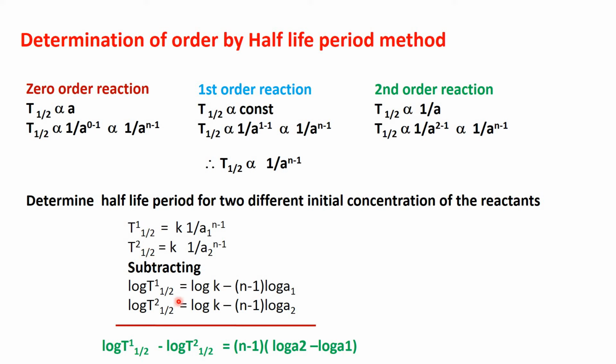Log T1 half is equal to log K minus n minus 1 log A1. If the power comes down, it becomes minus n minus 1 log A1. Similarly, log T half 2 is equal to log K minus n minus 1 log A2. If you subtract, what you are getting? Log T1 half, that is for the initial concentration A1, minus log T2 half is equal to n minus 1 times log A2 minus log A1.